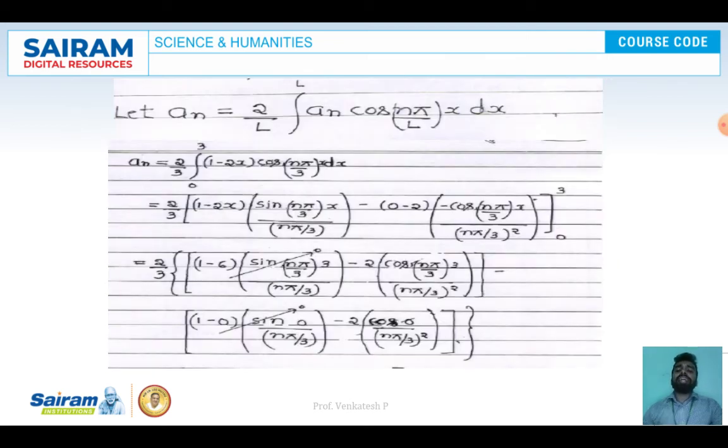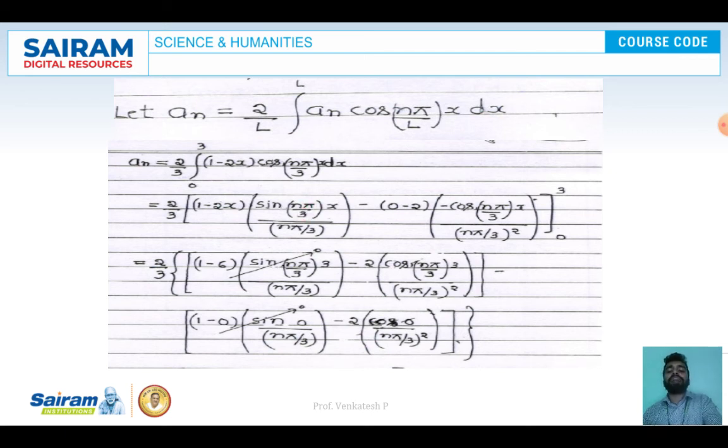In the same way, finding an, the formula for an is (2/L) integral from 0 to L of f(x) cos(nπx/L) dx. So now replacing L = 3 and the function 1 - 2x for the given limit, we got an = (2/3) integral from 0 to 3 of (1 - 2x) cos(nπx/3) dx. Applying the Bernoulli's condition, taking this one as u and this one as v, we got (2/3)[(1 - 2x) sin(nπx/3)/(nπ/3) - 2(-cos(nπx/3))/(nπ/3)²] with the limit 0 to 3. Applying the upper limit, this sine term will become 0. For the lower limit also the sine term will become 0.